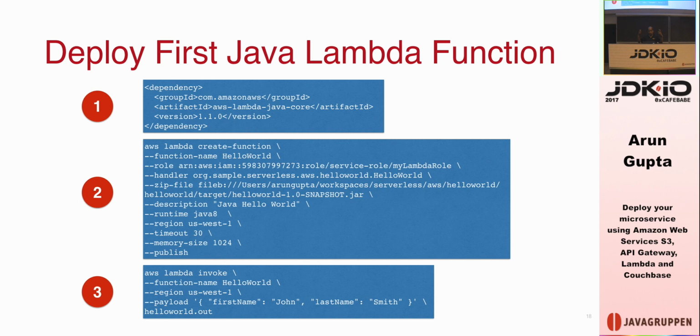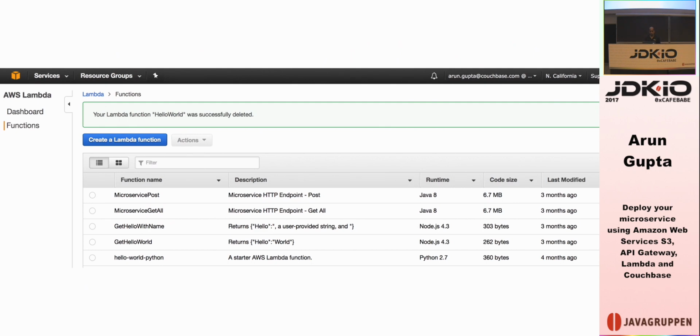So this is my custom payload, and here I'm saying first name and last name. These are my JSON parameters. Those JSON values are actually bound to my POJO, and that's how they're accessible to me in the code. So very straightforward. And hello world.out is where my response is written. So very simple hello world Lambda function.